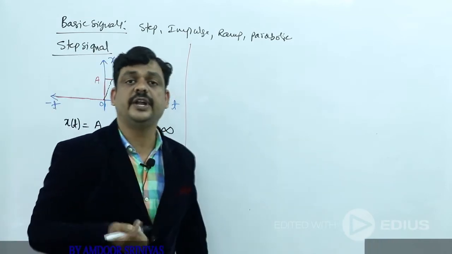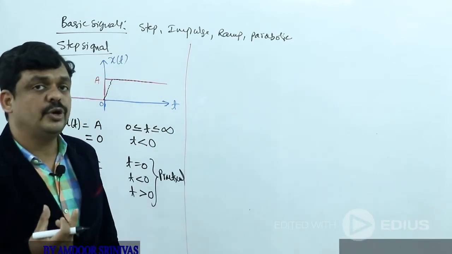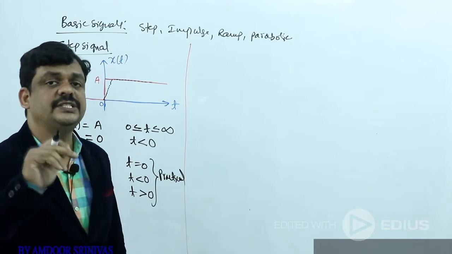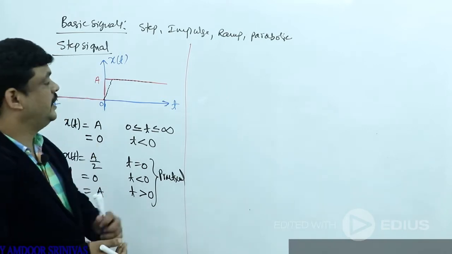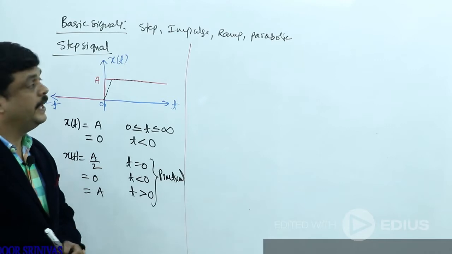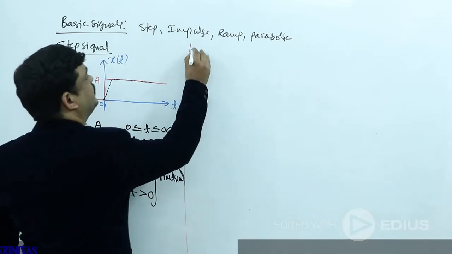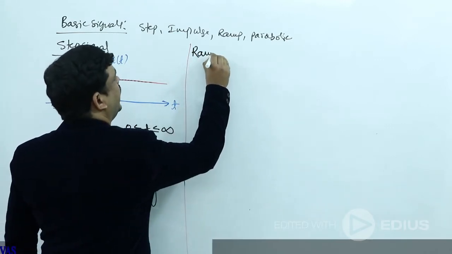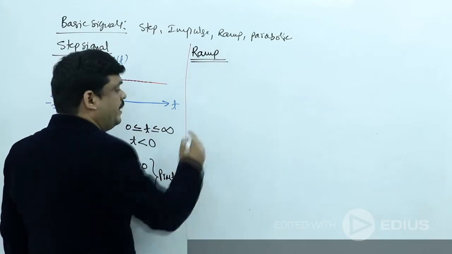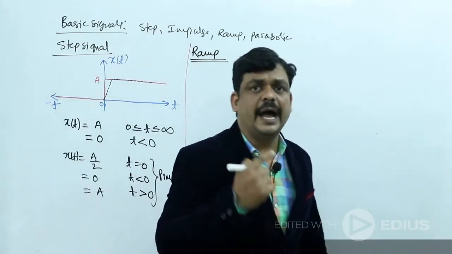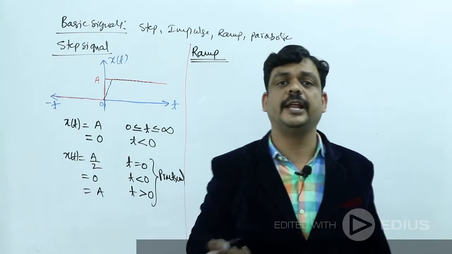Generally from now onwards we take from 0 to infinity the amplitude of the signal as a constant value, and that value is A, right? So this signal is the step signal. And another basic signal is the ramp signal. See, the name explains it: amplitude and time are both directly proportional.